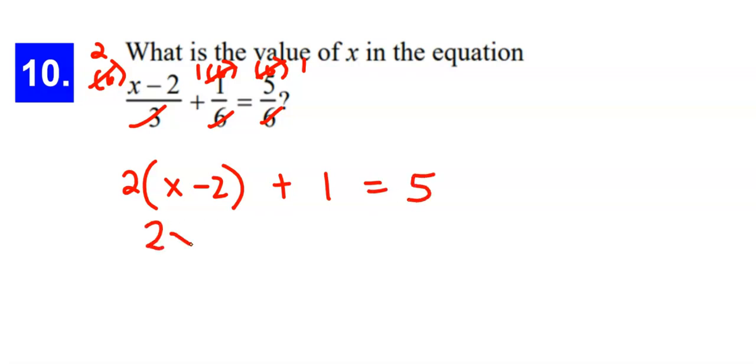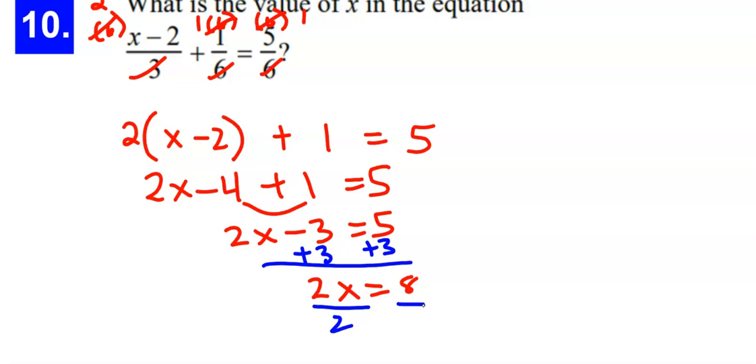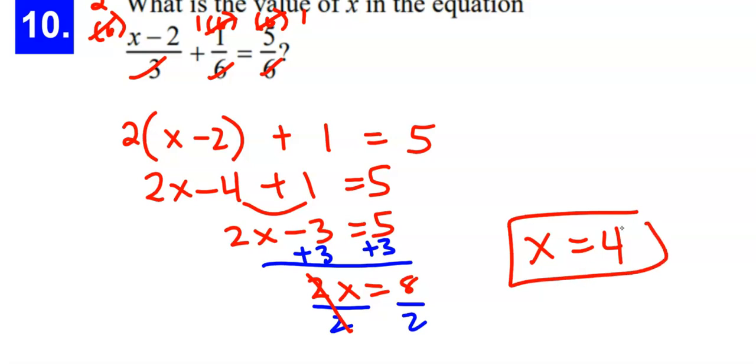I'm going to distribute first. I'm going to combine like terms second. I'm going to use the addition property of equality on both sides here. And then I'm going to use the division property of equality. And the multiplicative inverse leaves me with x is equal to 4.